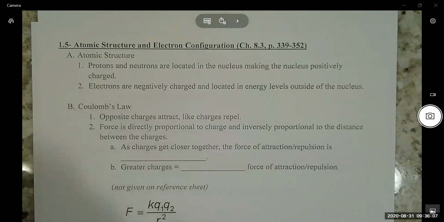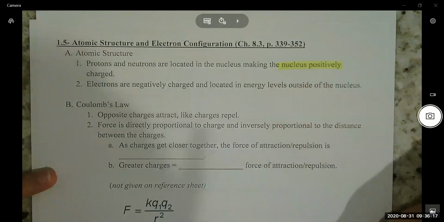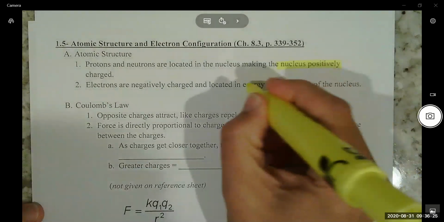So, a quick review on atomic structure. I'm just going to go through this quickly. Protons and neutrons are in the nucleus. That makes your nucleus positively charged. That's something important to remember because that's where your protons are. Electrons are negatively charged. They're located in energy levels.